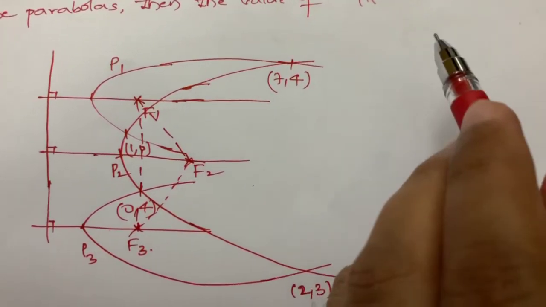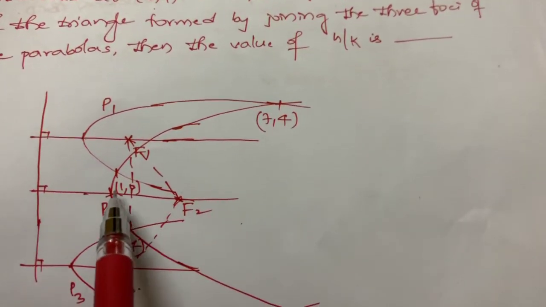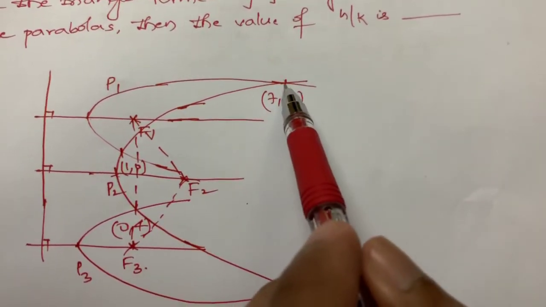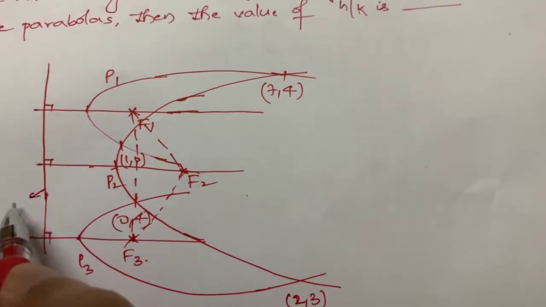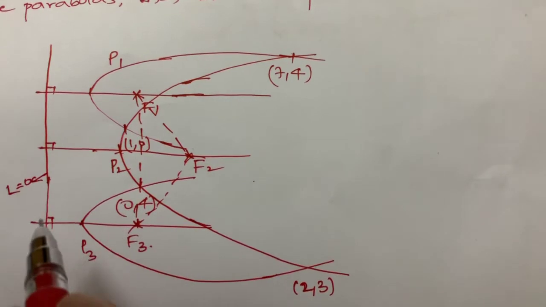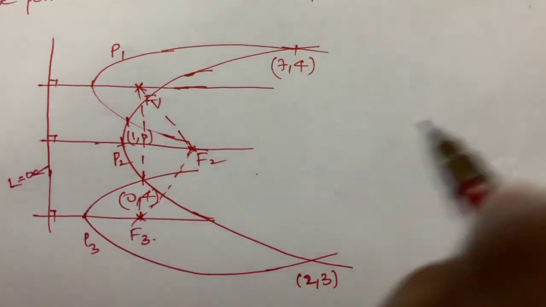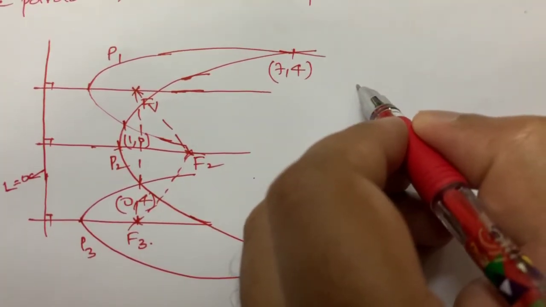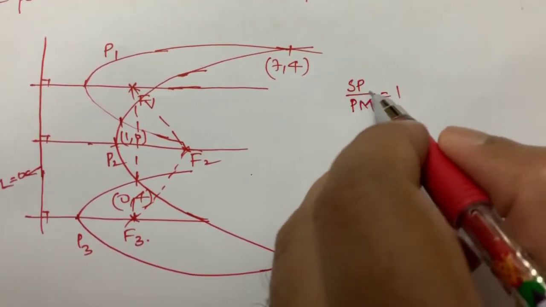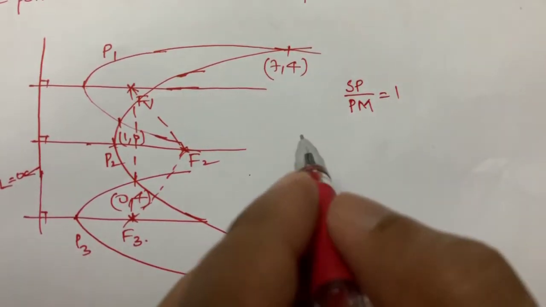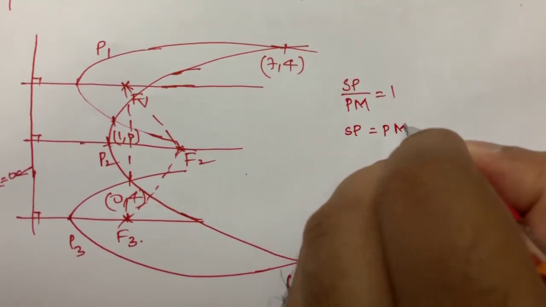Okay, let us look at P1 and P2. They are intersecting at (1, 0) and (7, 4). So this line, let us say L = 0. According to the definition of the parabola, what is the definition? SP by PM is equal to 1. SP is the distance between the focus and the point, and PM is the distance of that point to the directrix. So SP is equal to PM.